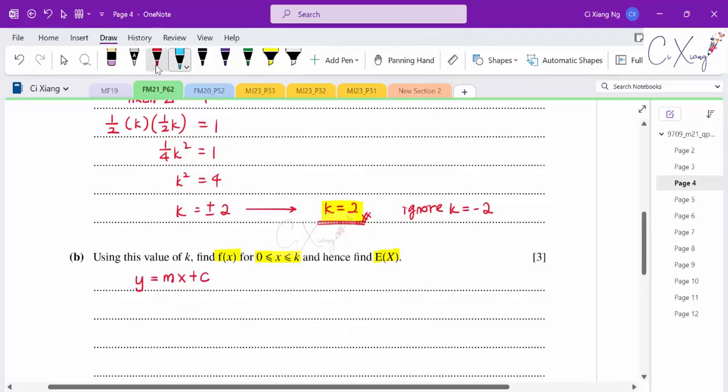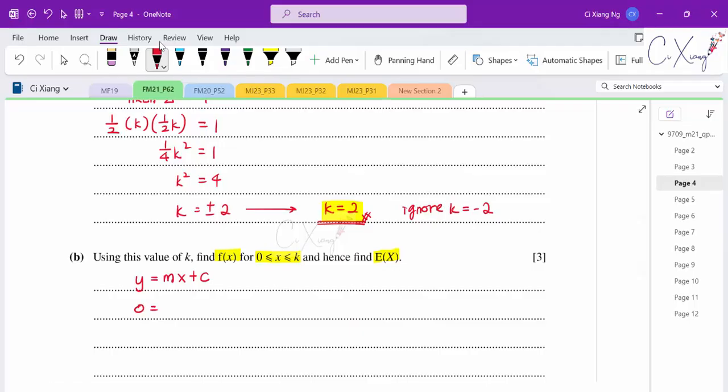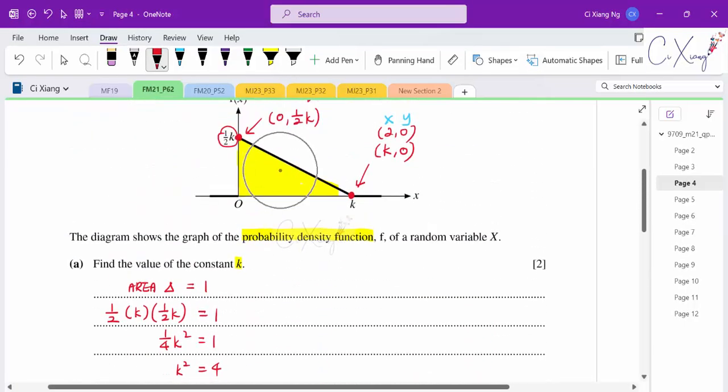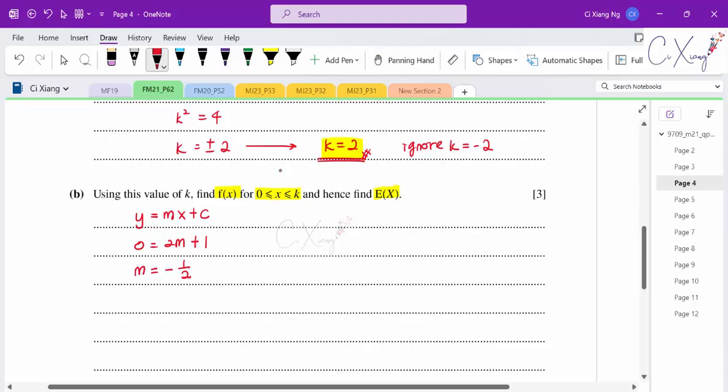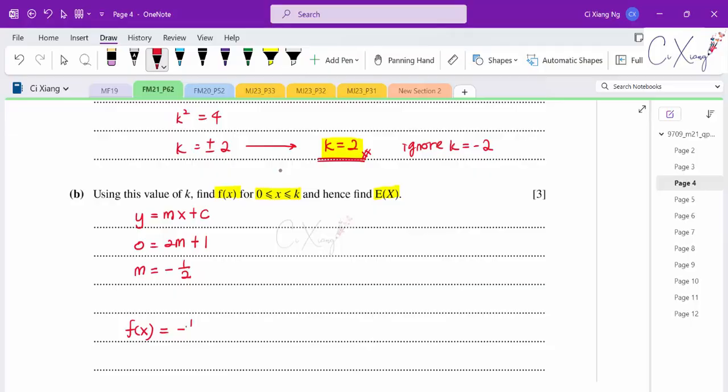Alright, okay, so again, my y equals 0, x is 2, right? So I'm having 2m, then plus c, c equals 1. Therefore, I can get the gradient of this equation, which is negative half. Alright, so again, to write out the line in function form, it will be f(x), which is the y, equals mx plus c. So I'm having negative half x, then plus 1. Okay, so this is my function of the particular line shown in the diagram above.